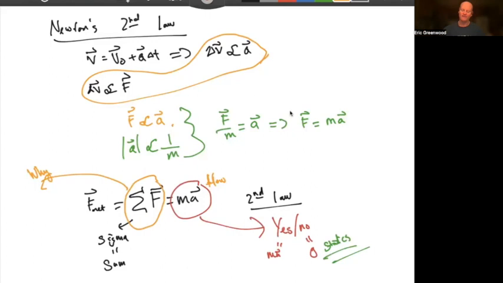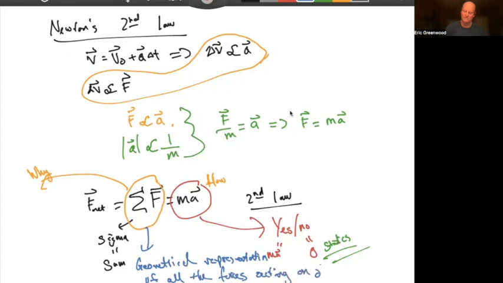Okay? Now, the left-hand side is actually even more complicated in the fact that it is a complicated geometrical representation of all the forces acting on the object. Now, why is that complicated? Well, it's complicated because as I change the geometry, I change all the forces.